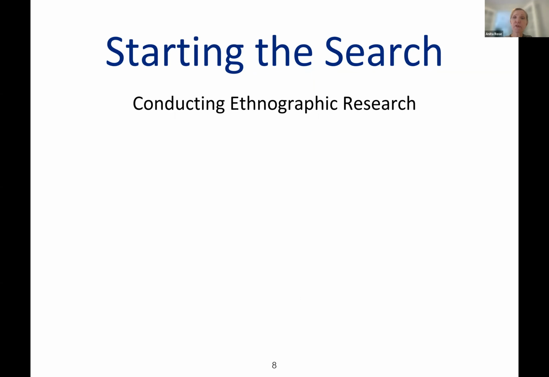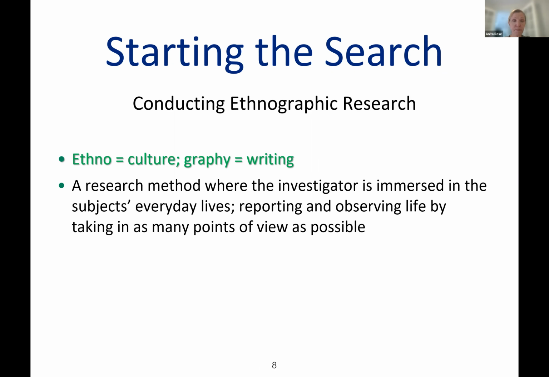Okay, so now starting the research. So how do we go about conducting our ethnographic research, right? So we look at ethno and graphy, ethno being culture, graphy being a written document. And so what we would do is we want to look at research methods where investigators are immersing in the subject's everyday lives. So we're looking at, what do they do? Can we observe these people to see how they perform, interact with something, and or interview them to get information from them?